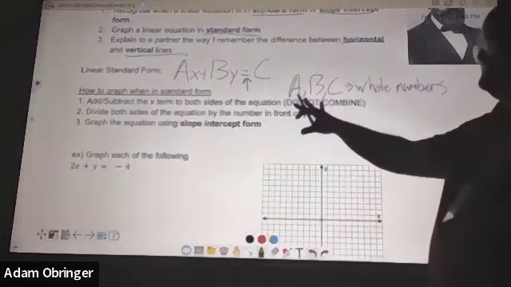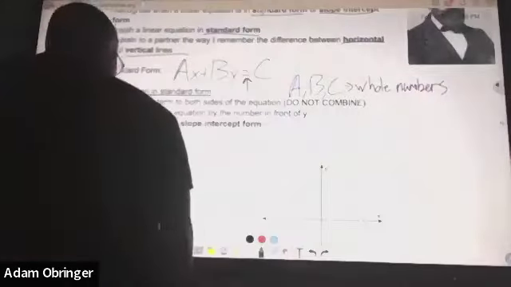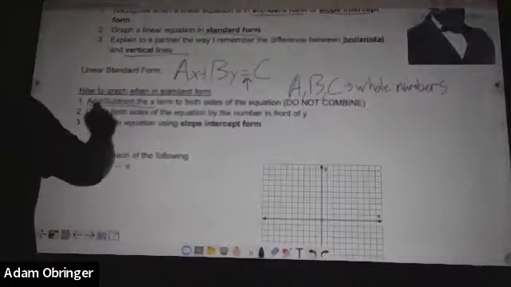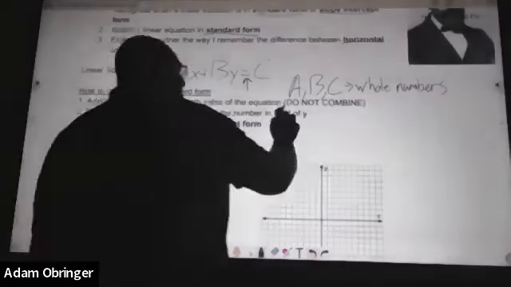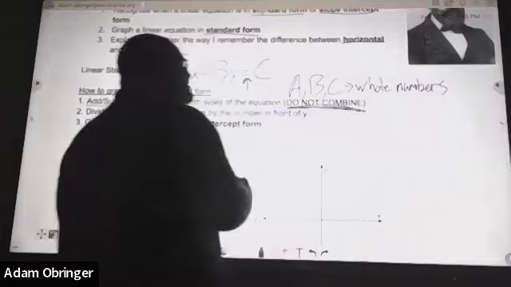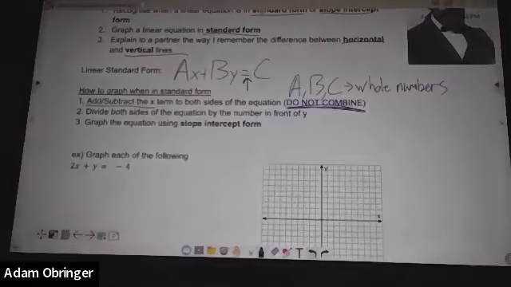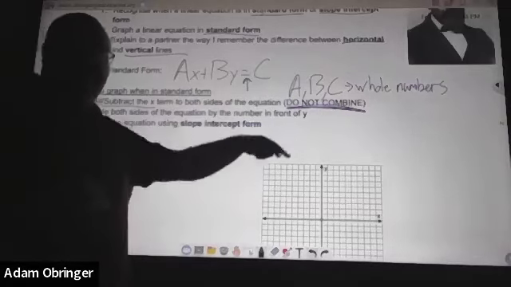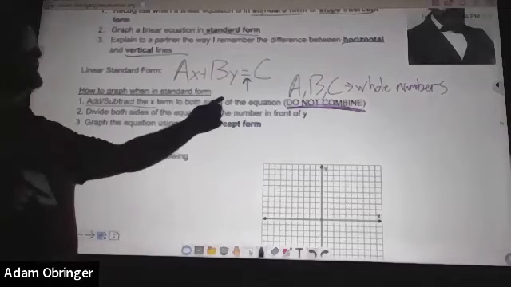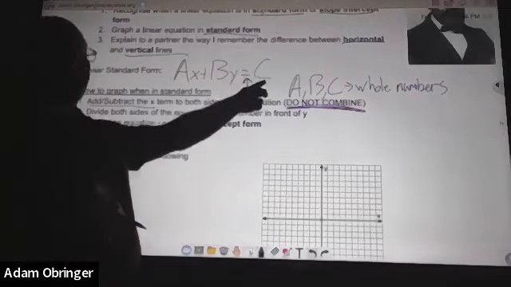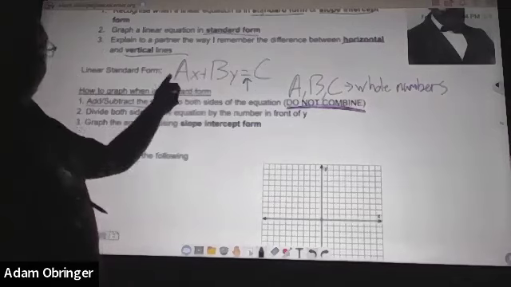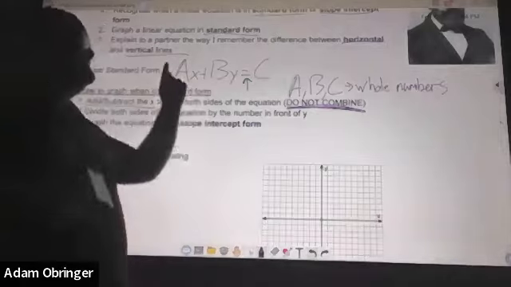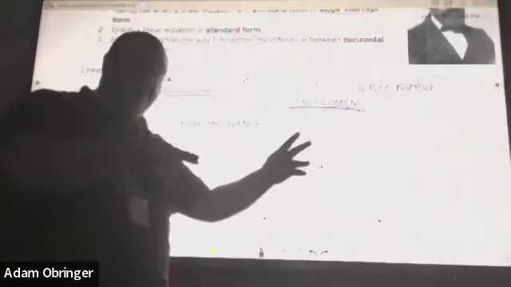So how to graph with it? We are going to add or subtract the x term to both sides of the equation, and I don't know if I can scribble or underline this hard enough. Do not combine it with what's on the other side. We have to cancel the x. We need to throw it over to the other side. But you are not going to be allowed to combine it with what's over here because this side will never have an x, whereas what we're moving does have an x. We talked about what like terms do. They never combine.